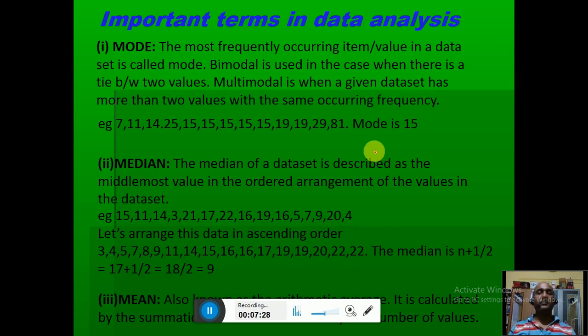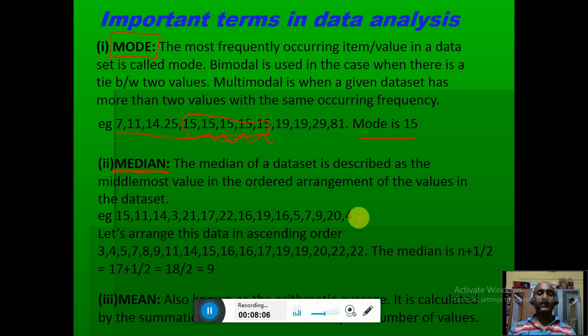Some important points or terms that we must know about data analysis. First is mode. So what is a mode? It is nothing but a number which is repeating more times in the data. It means that the data always tends to a particular number, that is nothing but a mode. For example, if you have this data, you can see here this 15 occurring a number of times. So it means that the mode of this particular sequence or this data is 15. Mode is 15.